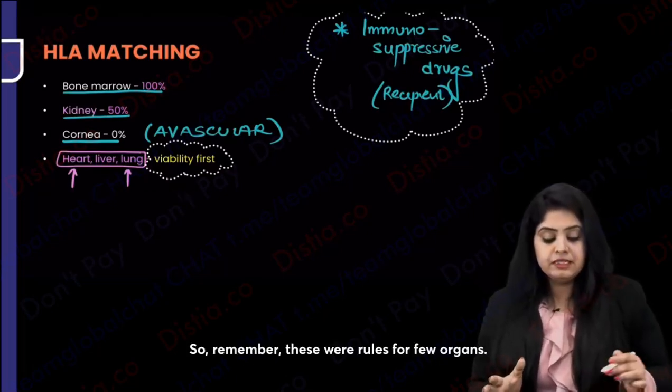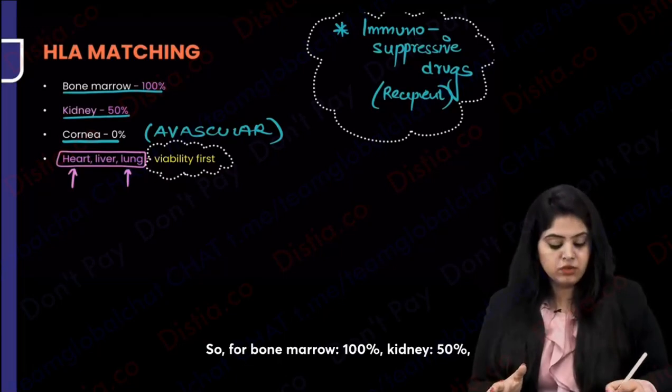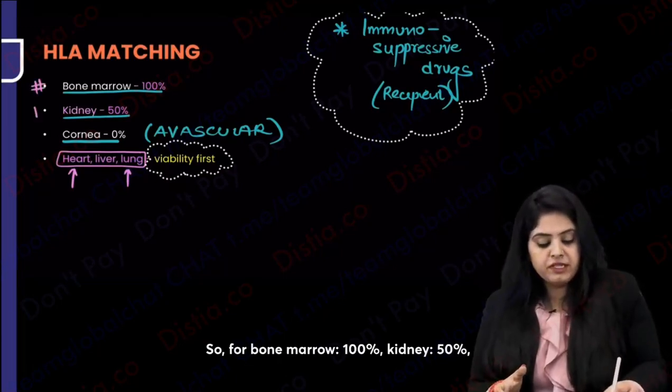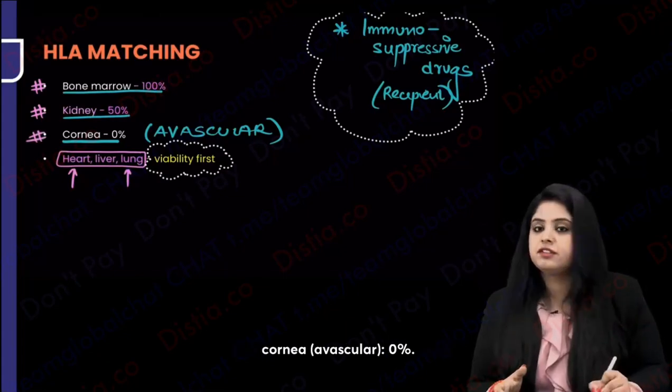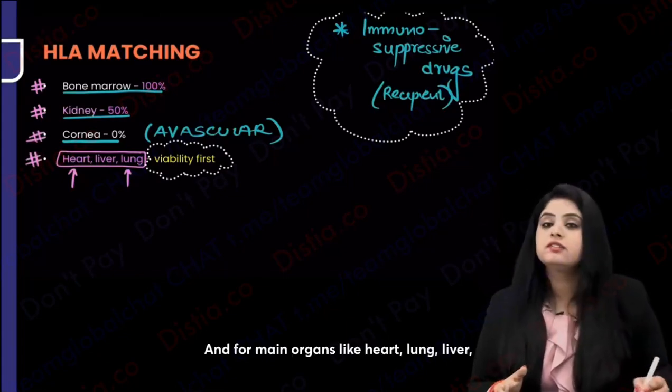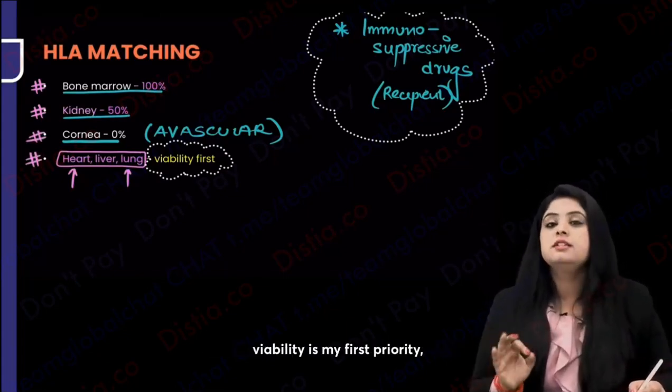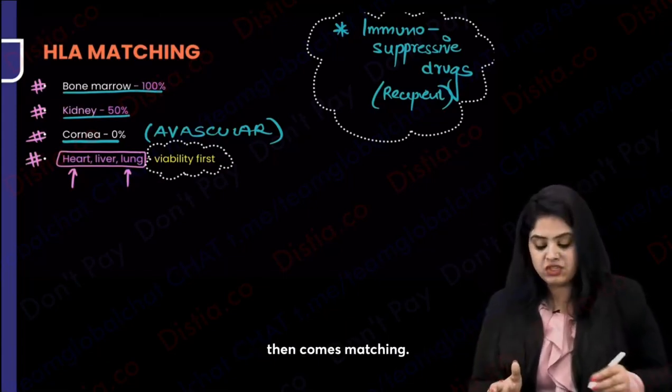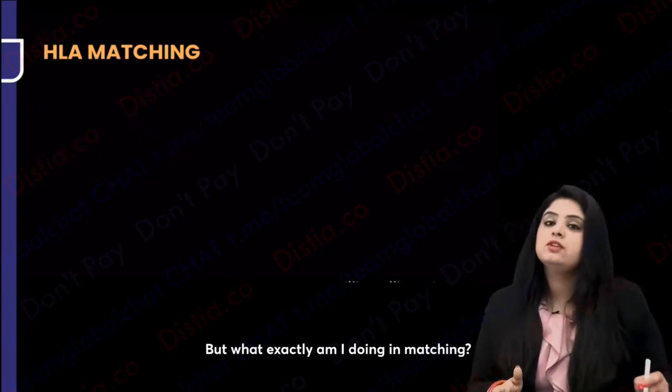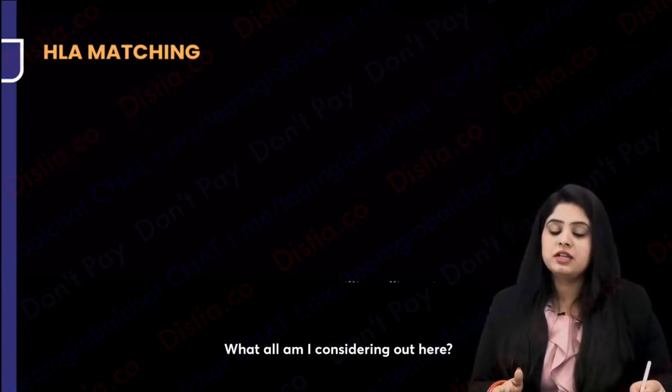So remember, these were rules for a few organs. So for bone marrow, 100%, kidney 50%, cornea, avascular 0%, and for main organs like heart, lung, liver, viability is my first priority, then comes matching. But what exactly am I doing in matching? What all am I considering out here?